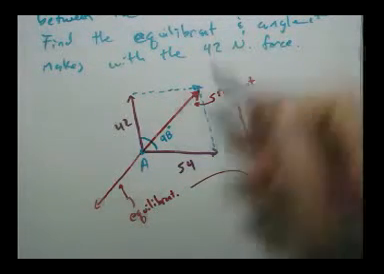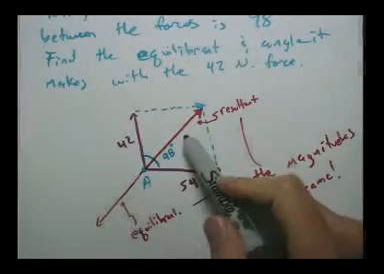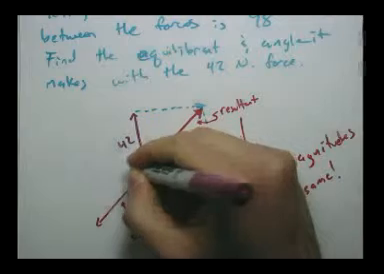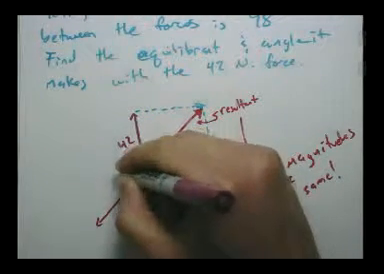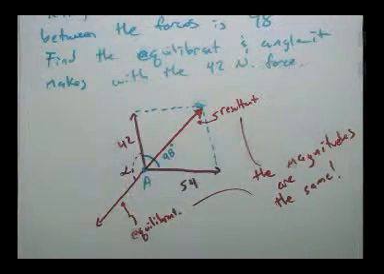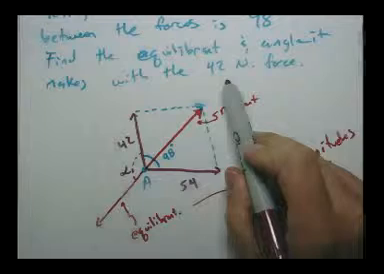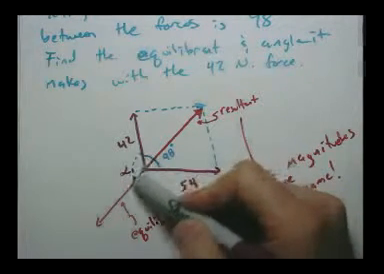So what do we need to find? We need to find the equilibrant, which is just the opposite direction of the resultant. And we'll call this guy alpha. We need to find that angle right there. Find the equilibrant, that's him, and the angle it makes with the 42 Newton force, that's this right here.